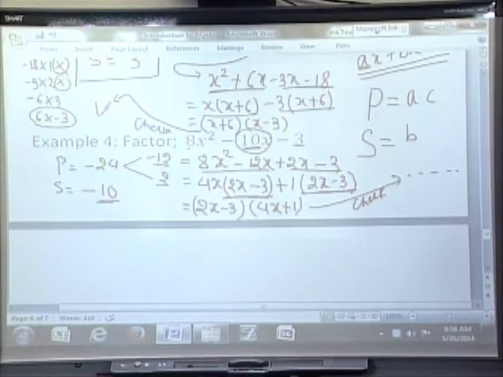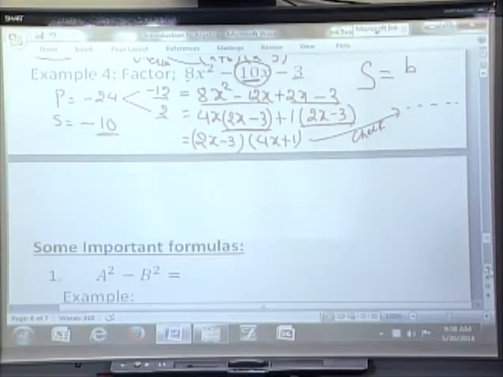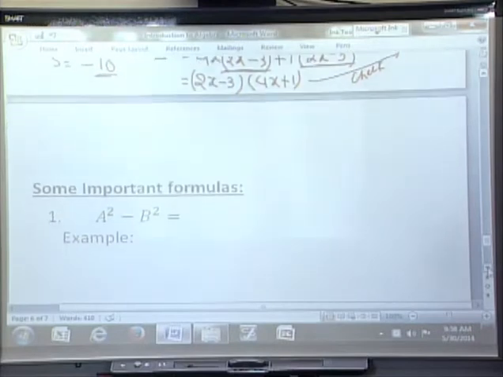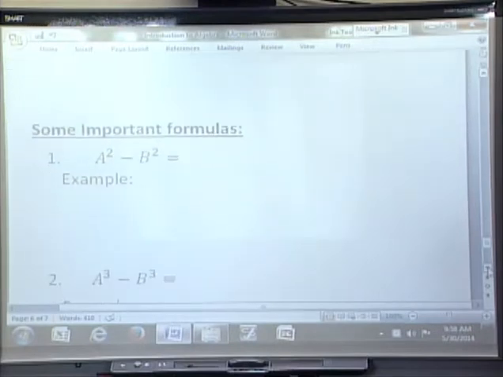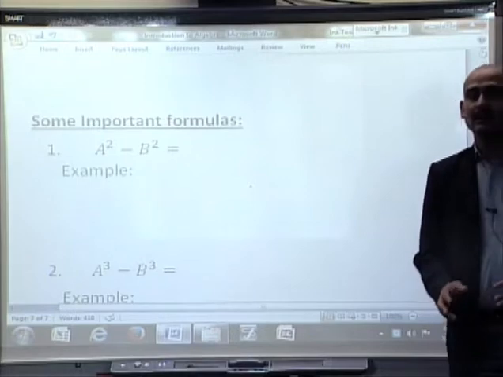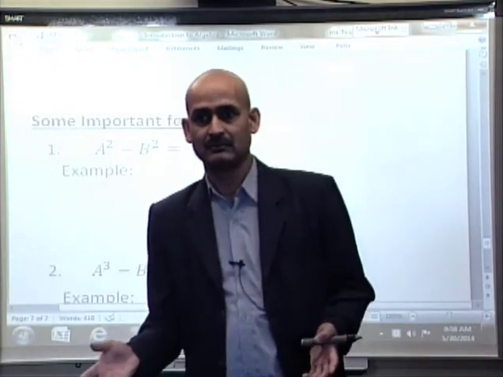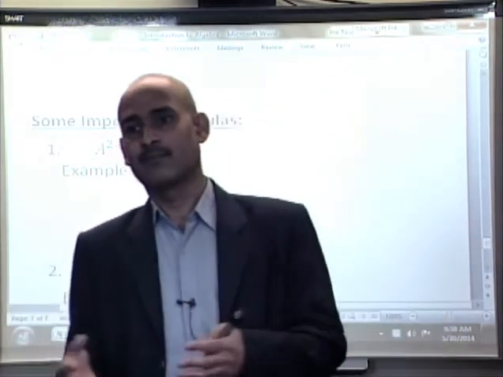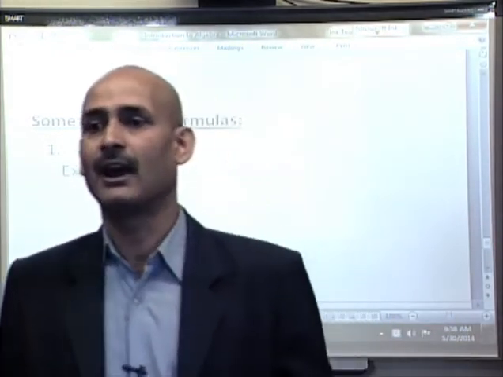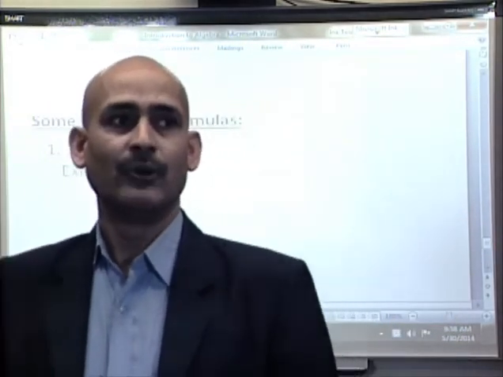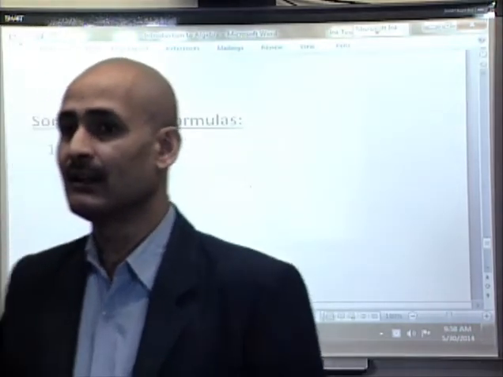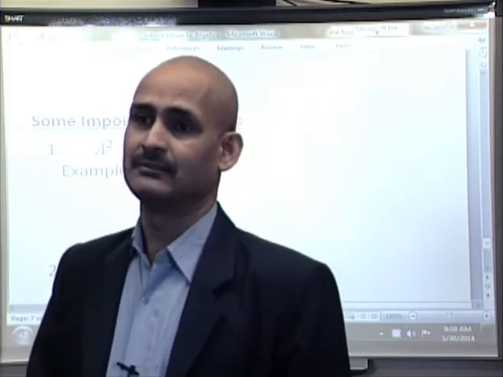Now, we know how to factor an algebraic expression in general. So, we know factoring by factoring out the greatest common factor, we know factoring by grouping, we know factoring trinomials.